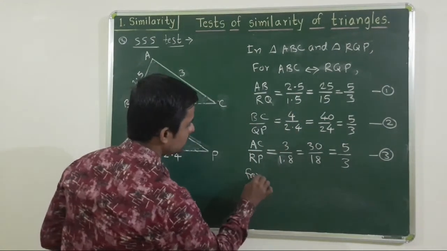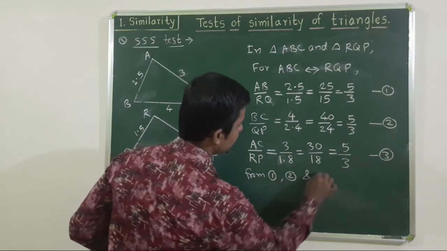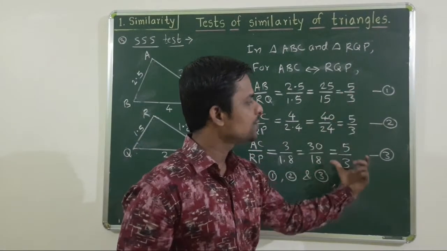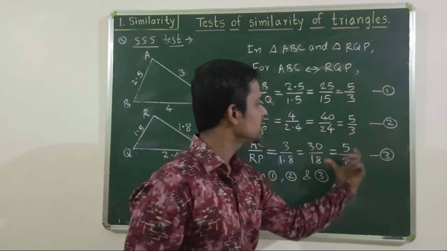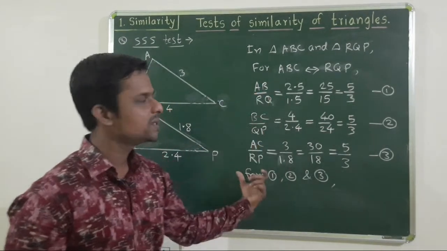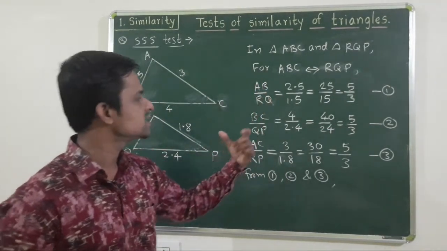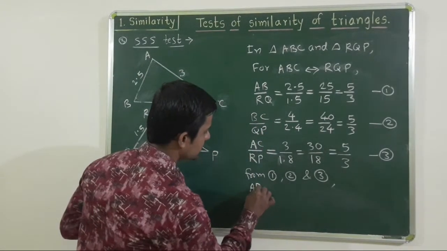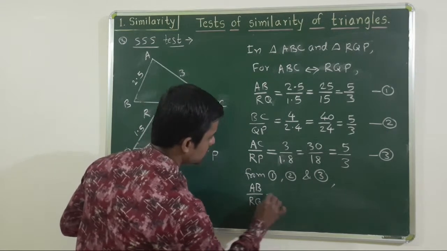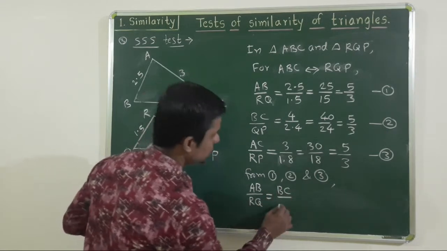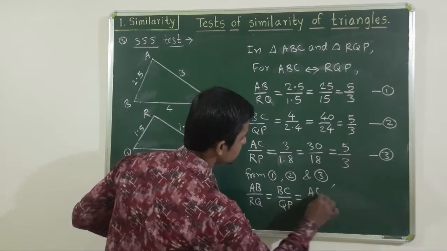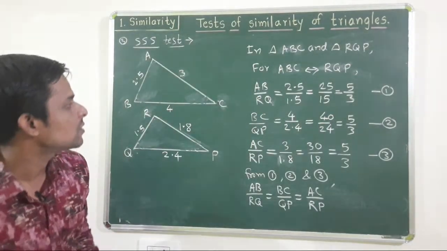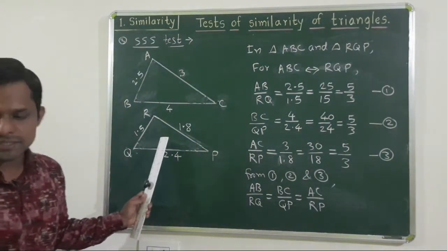Hence from 1, 2 and 3, all the right hand sides of 1, 2 and 3 are same, that is 5/3, 5/3, 5/3. Therefore their left hand sides will be same, that is AB upon RQ is equal to BC upon QP is equal to AC upon RP. It means all the sides of one triangle are in proportion with the corresponding three sides of the other triangle.